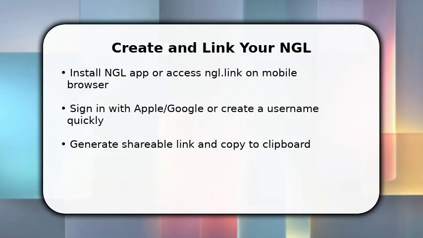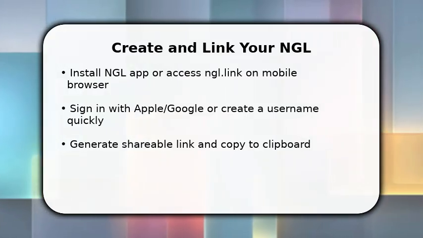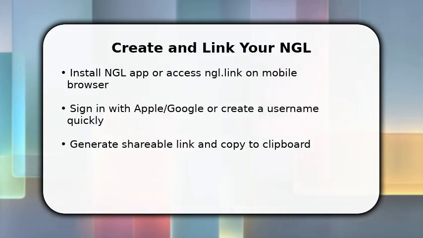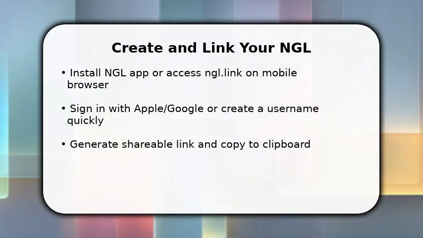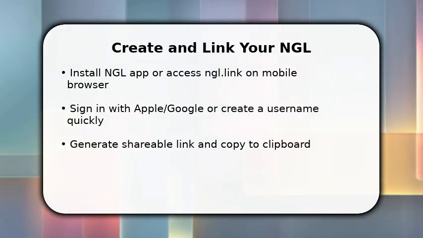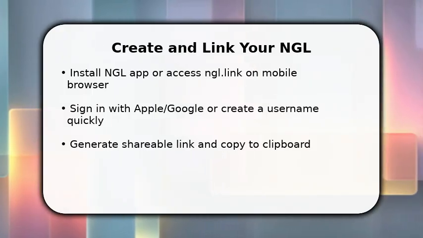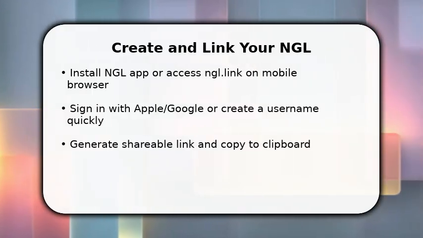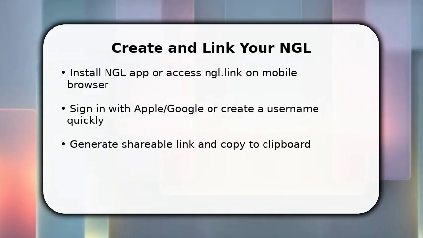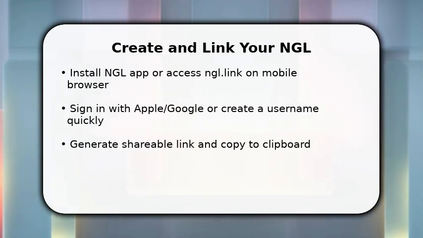You start by creating an NGL identity and getting the link. Open the app or NGL link and sign in with Apple, Google, or a username. Once signed in, generate the shareable URL and copy it to your clipboard so you can paste it elsewhere. Make sure to set your visibility preferences now. They control who can reply and whether messages are anonymous. These first actions give you the working link and basic settings you need to collect anonymous responses immediately.